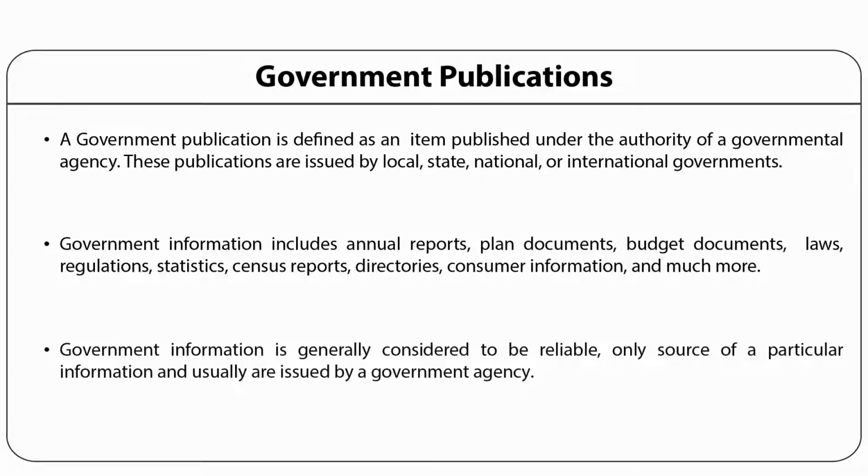Government information is usually considered to be highly reliable as it is the only source of a particular information and it is usually issued by a government agency. Many times, several amendments are also issued by the government, which are not available otherwise from anywhere else. For example, Indian government publications are available from Government of India's publications portal, which is india.gov.in/my-government-publications.